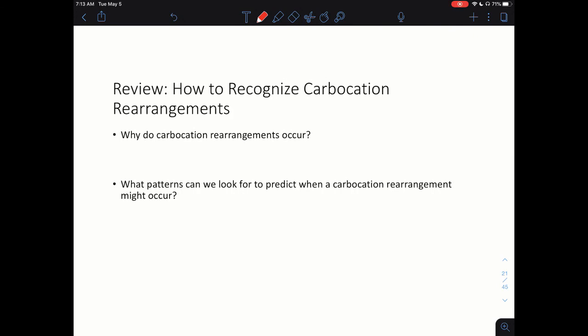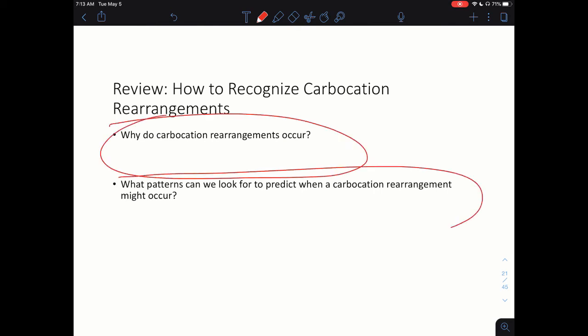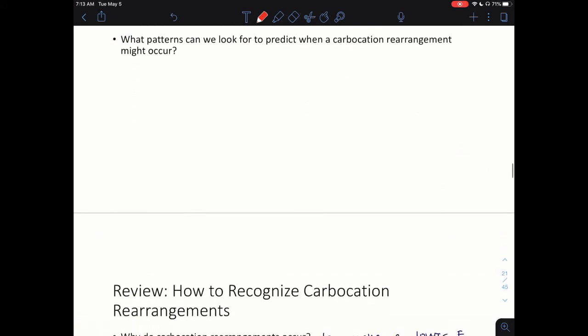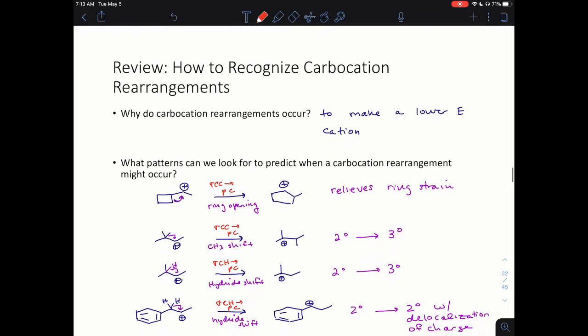Take a moment and pause. I've asked you to do this slide before in the SN1 and E1 lecture. So write down, why do carbocation rearrangements occur, and what patterns are we looking for to predict when one might occur? Yes, everything occurs for the same reason, to make a lower energy, whatever, but in this case, to make a lower energy cation. The patterns that we're looking for, again, are a strained ring adjacent to the cation.